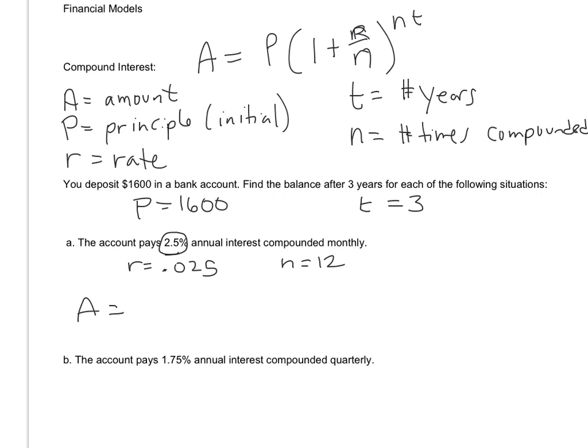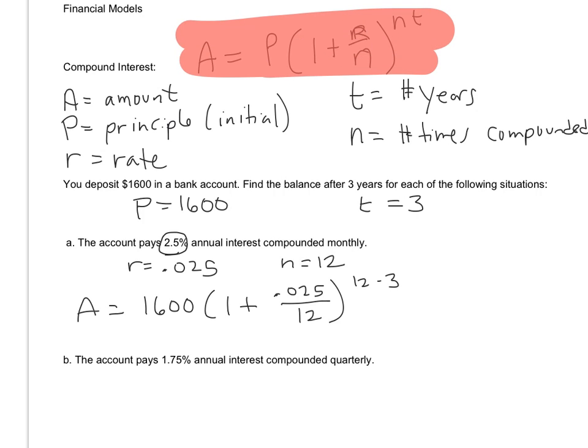So A equals the principal, which is 1,600, times 1 plus 0.025 over 12 to the power of 12 times 3. And again, I'm just plugging all of this into the compound interest formula up here. Now I should be able to put this all in a calculator and see what I get. So I get 1724.48. So make sure you get that number in your calculator. So that's how much I have after 3 years.